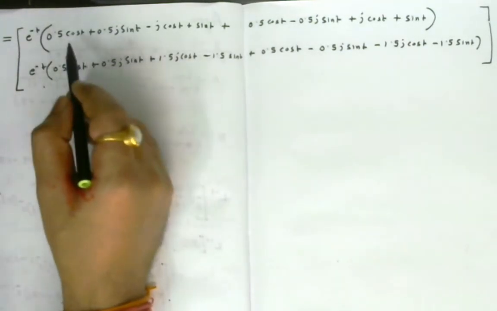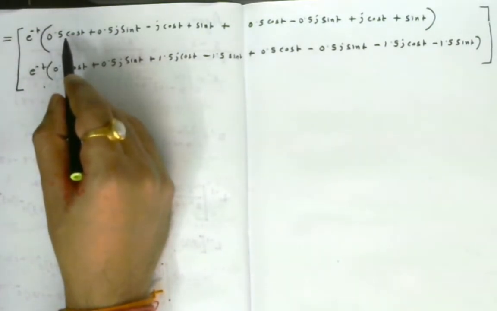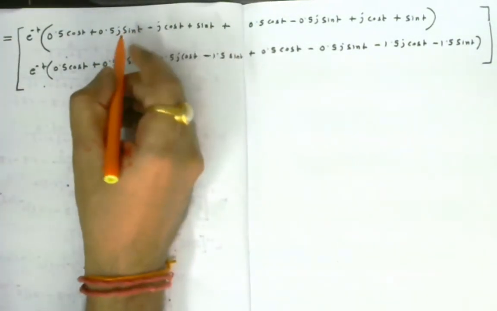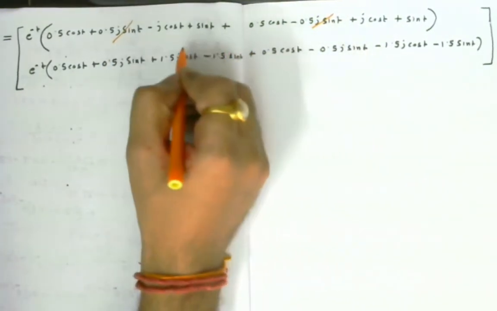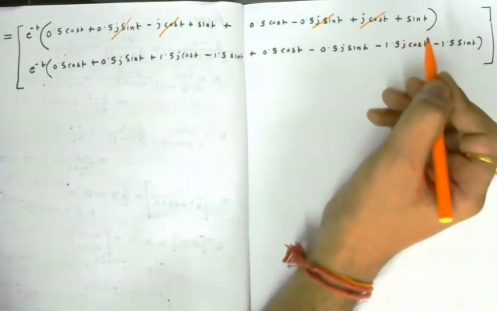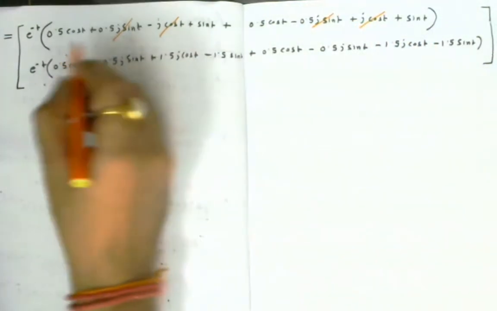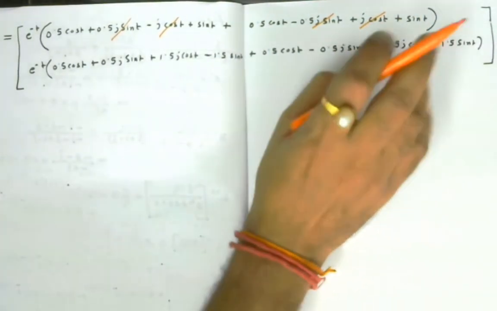Now let's check which terms will be cancelled. 0.5 cos t, 0.5 j sin t plus 0.5 j sin t minus j sin t, the 0.5 j sin t will be cancelled. Minus j cos t plus j cos t will be cancelled. It's all right. 0.5 cos t plus 0.5 cos t will be only cos t, and sin t plus sin t will be 2 sin t. Otherwise, the other terms are cancelled, right?